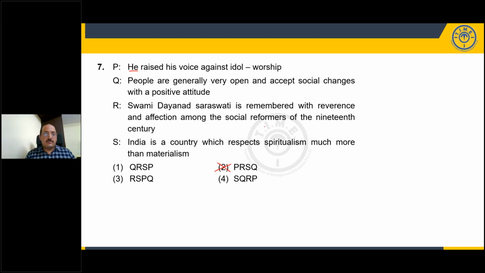Reverence is respect. Among the social reformers of the 19th century, India is a country which respects spiritualism much more than materialism. So I can say that this he has to be Swami Dayanand Saraswati. So no matter whatever I do, R and P will come together. And these people, now, who are these people? I think these people have to be the people of India.